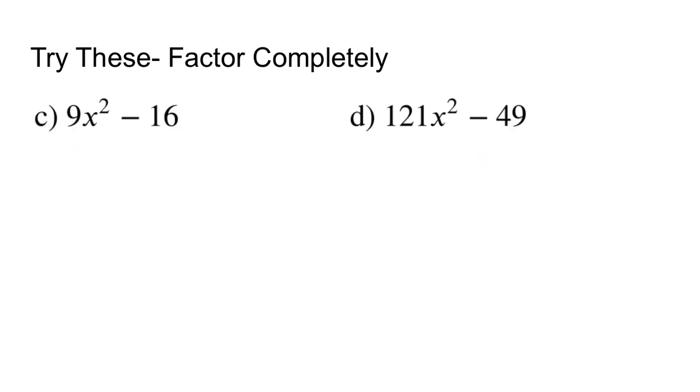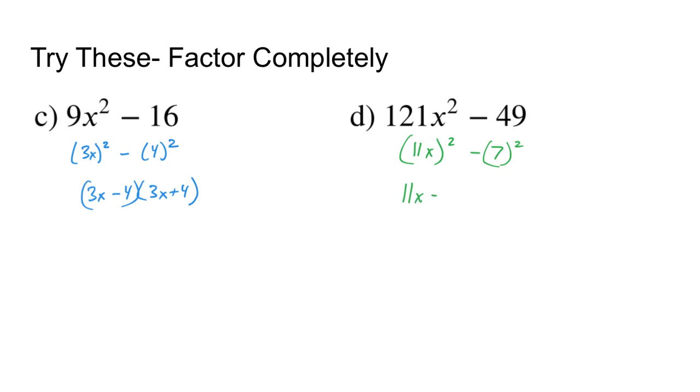For C, this is 9x squared minus 16, so you should see 3x squared minus 4 squared. That'll give you 3x minus 4 times 3x plus 4. For number D, 121, that's 11x squared minus 7 squared. So you should get 11x minus 7 times 11x plus 7.